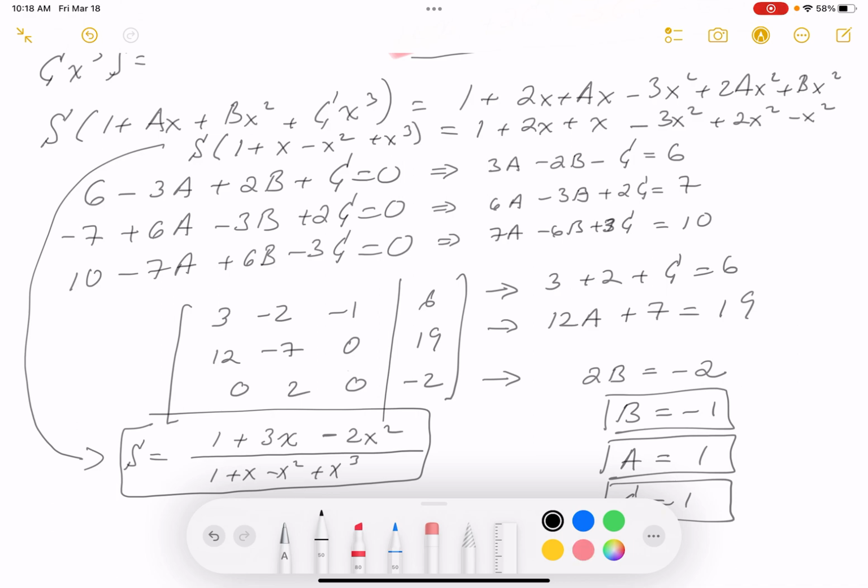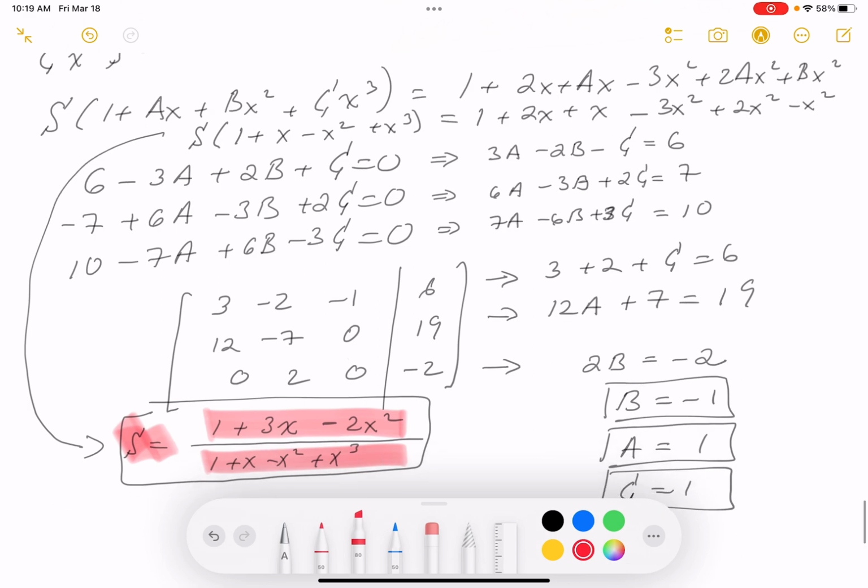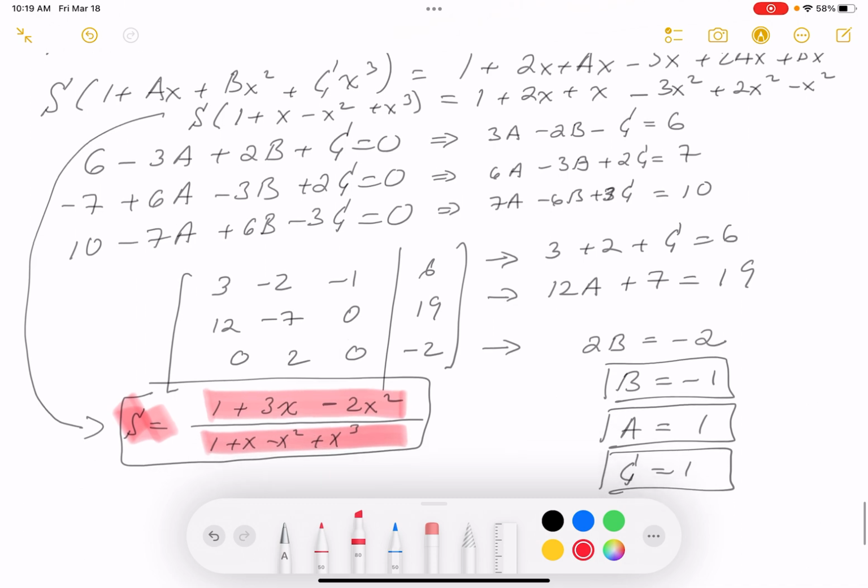All right, so I'm looking at S. Did I get the S in the problem? Well, they said 1 plus 3x minus 2x squared, 1 plus x minus x squared minus x cubed. Whoops, I made a mistake somewhere. So let's see where I made a mistake.